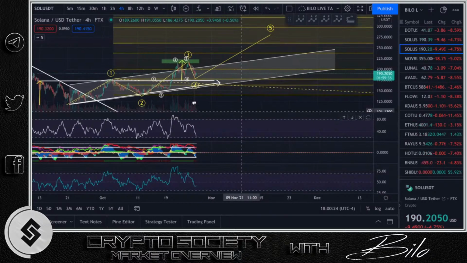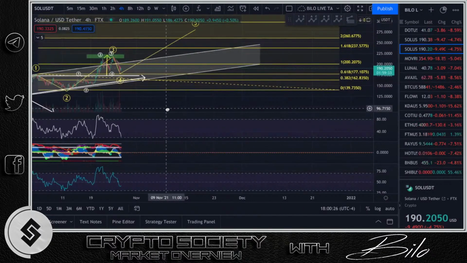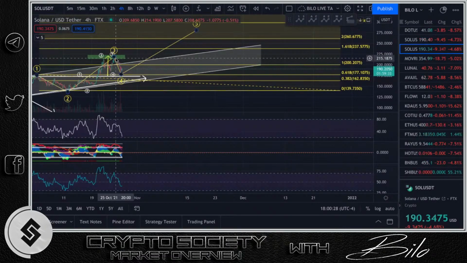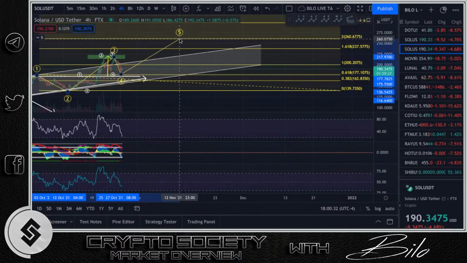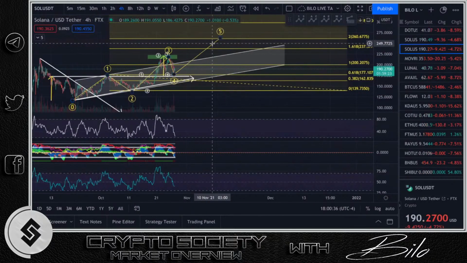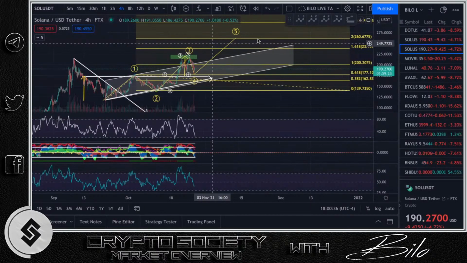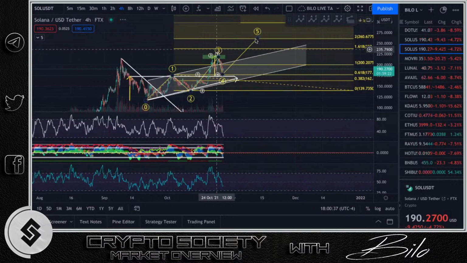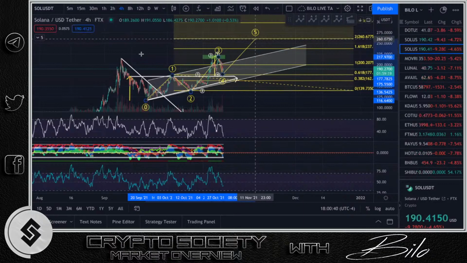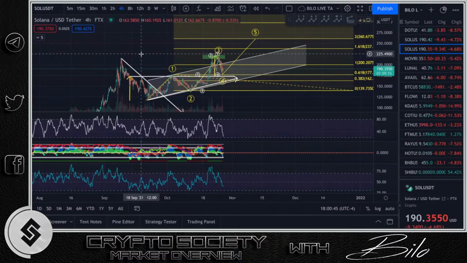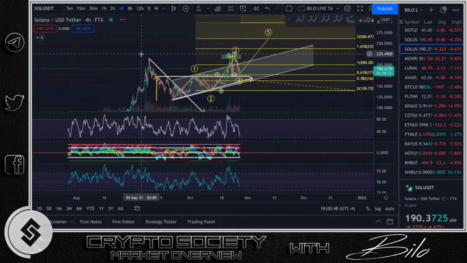And now, since wave 3 got to here, and I was expecting it to go here, my wave 5 is going to end up being somewhere here. Not a big difference, but yeah, it's going to be at around 260. So this is my adjustment. Nice. So still looking at 260.